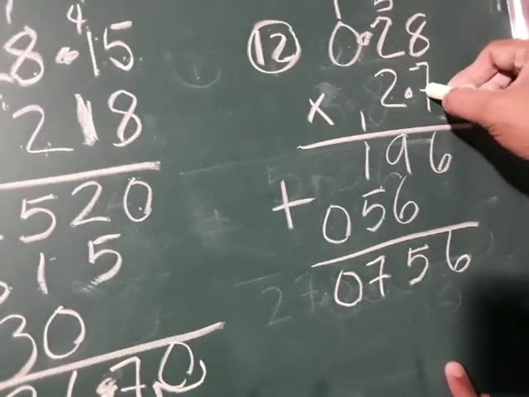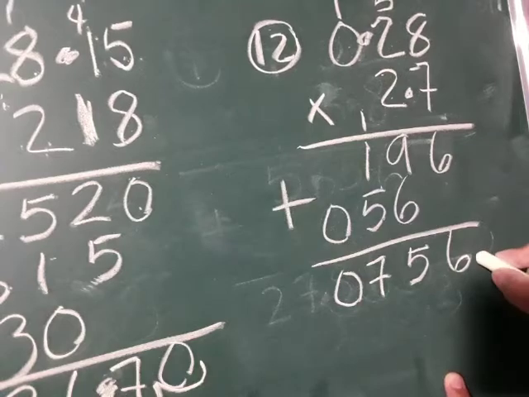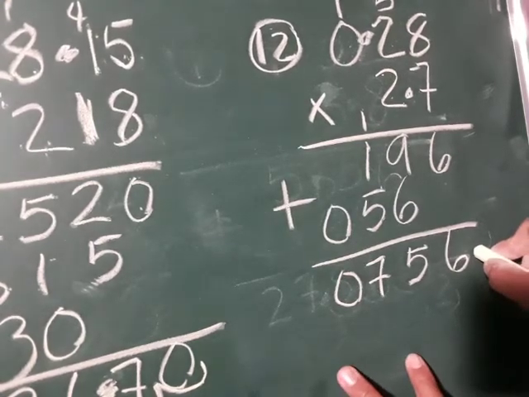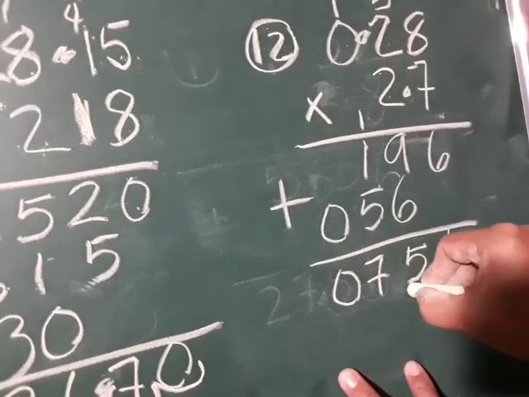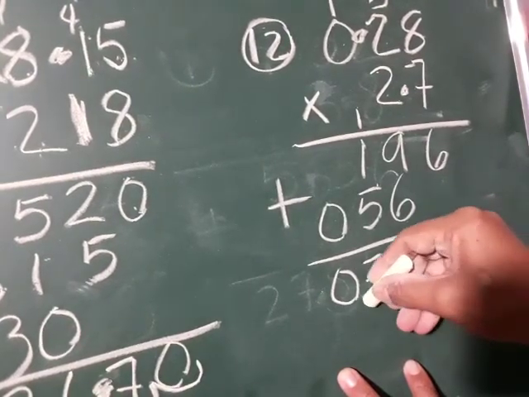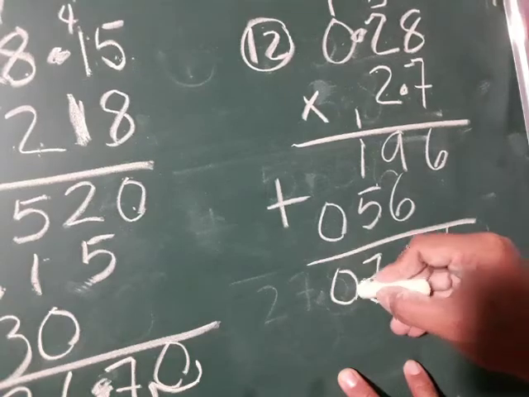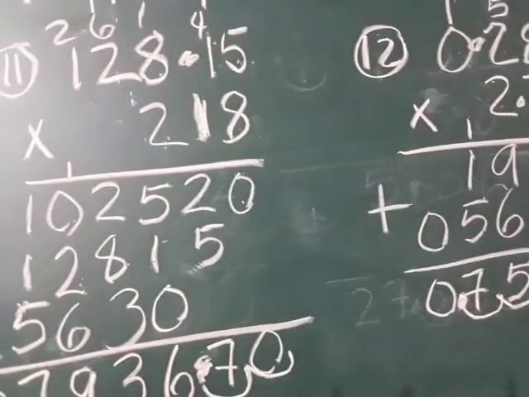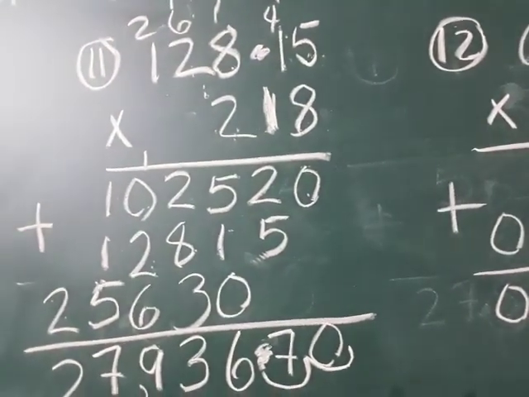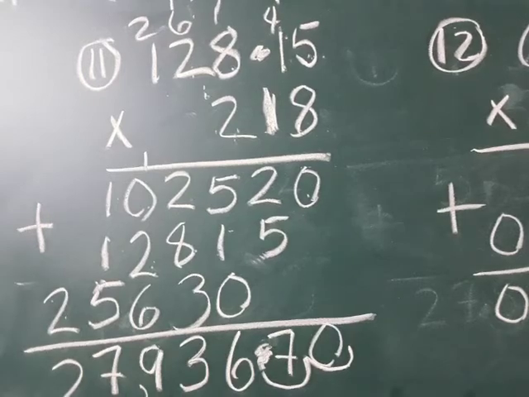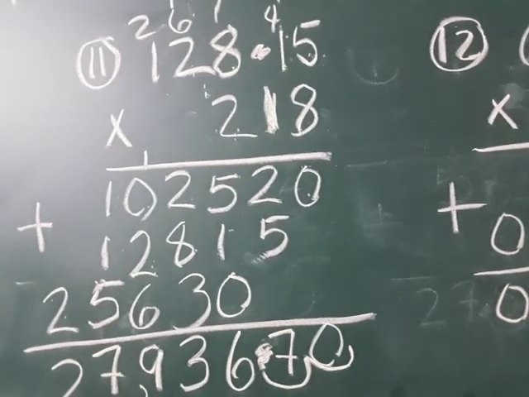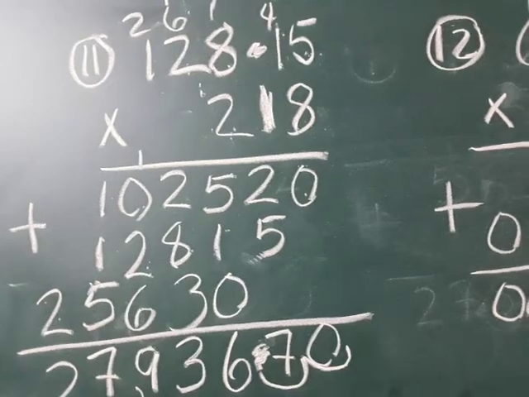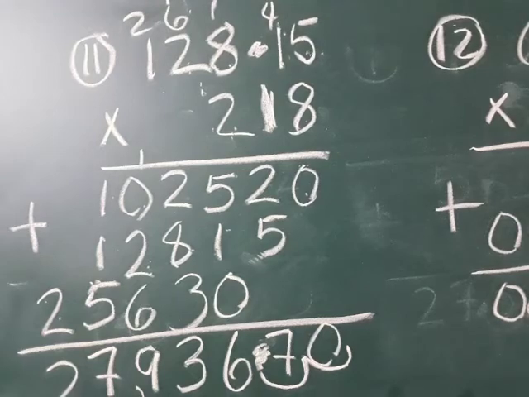Now, let's count the number of decimals on the given factors. So, we have 1, 2, 3. So, we're going to move backward 3 times. 1, 2, and 3. So, the decimal is here. Okay, so it's very easy, right? First, we're going to multiply as a whole number. Second, count the number of decimals on the right side of the given factors. And then last, you're going to move or jump backward to the product.